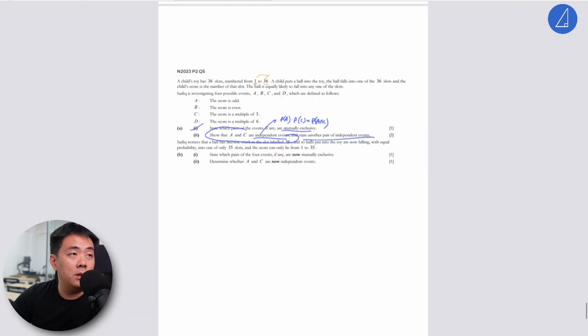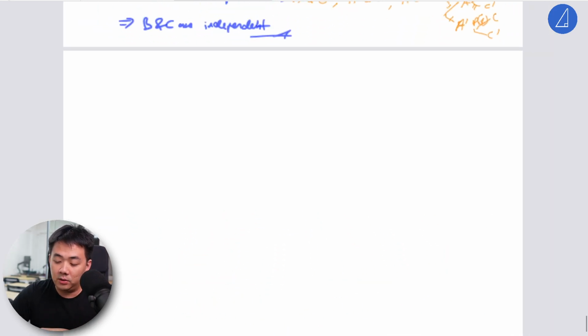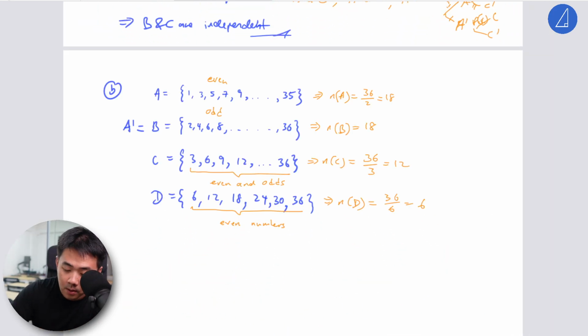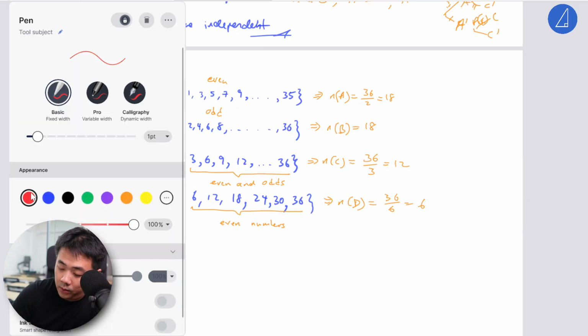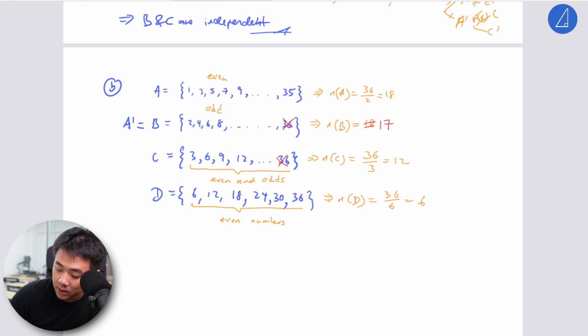That's that. So for part B, now one of the slots is stuck, 36 is stuck, right? Slot 36 is stuck, so you only have 1 to 35. This asks to state which are the independent. So do the same thing. There's no more 36, so you need to update this to 17. This would be 11, and this is 35.